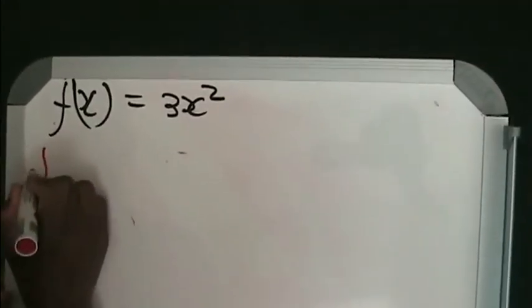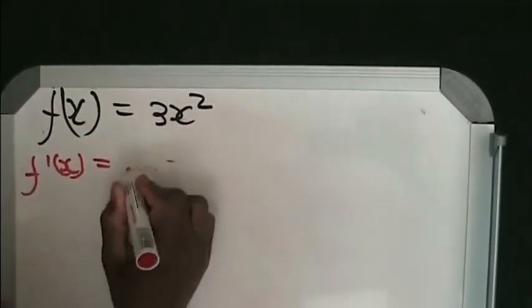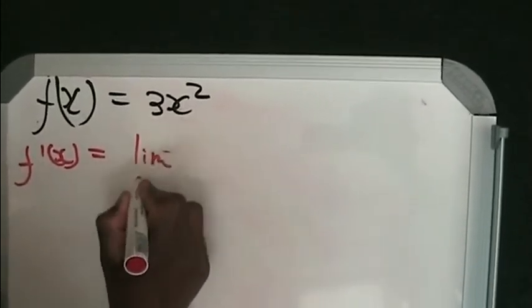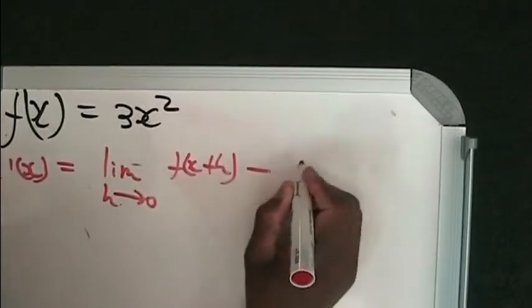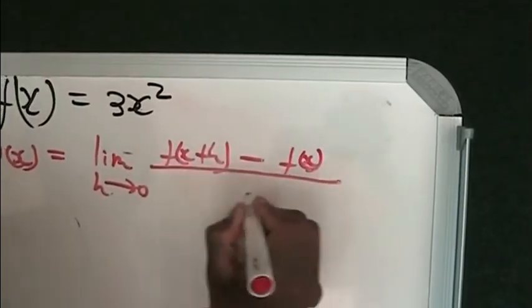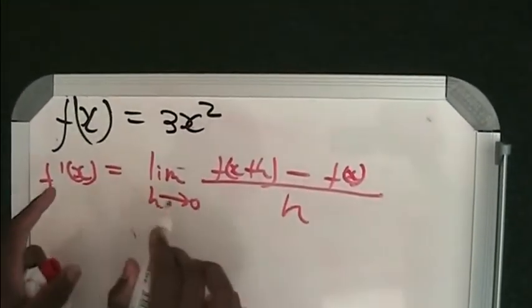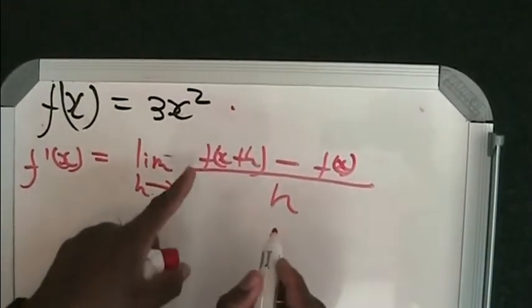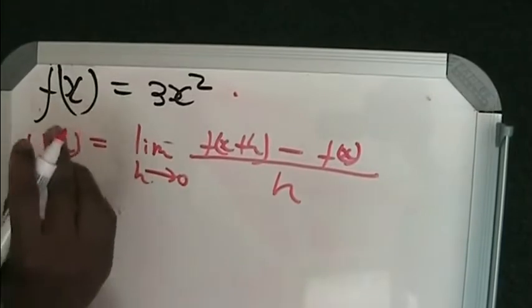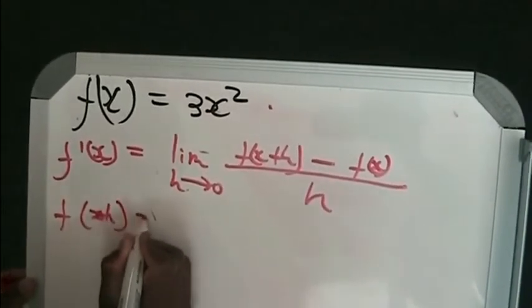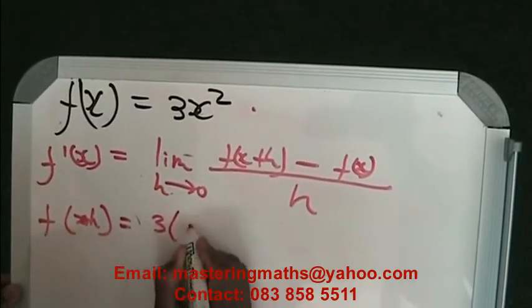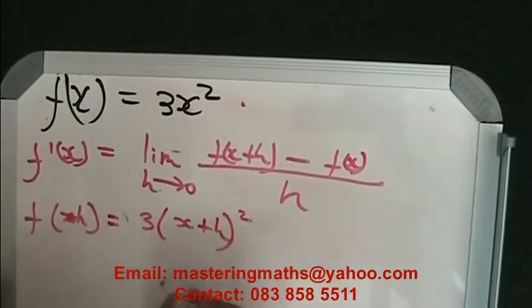Okay. Welcome back, guys. We have f of x is equal to 3x squared. f prime of x is equal to limit as h tends to 0 of f of x plus h minus f of x over h. This is the formula. We do have f of x. Now we have to find f of x plus h. Where there is x, you put x plus h. Therefore, f of x plus h is equal to 3 into x plus h all squared.